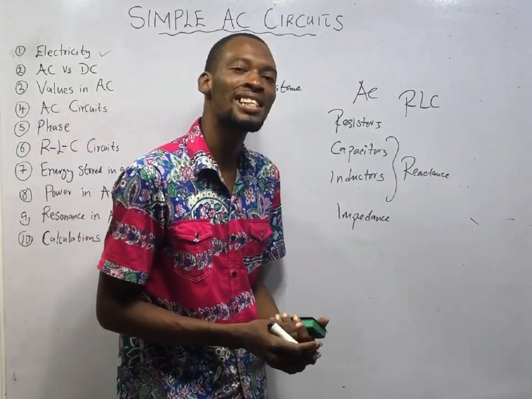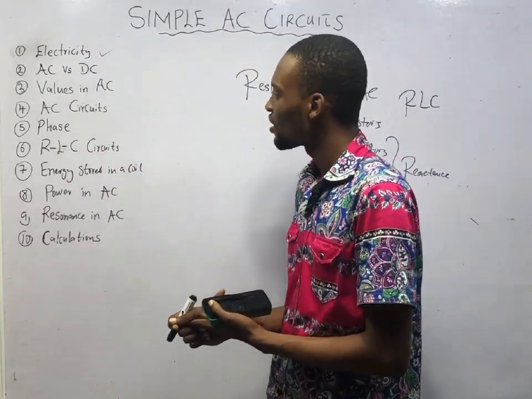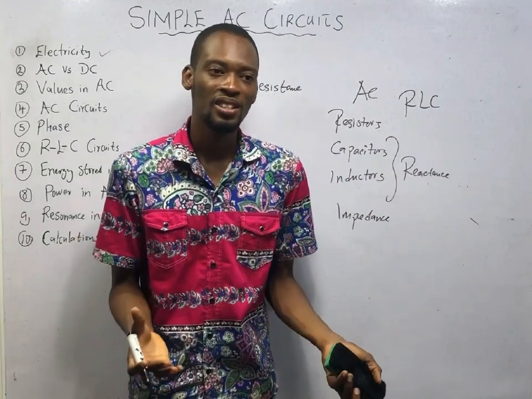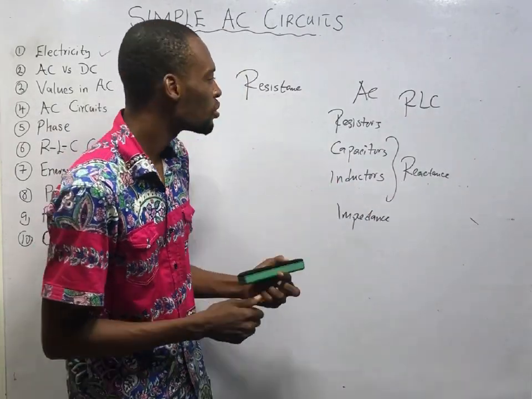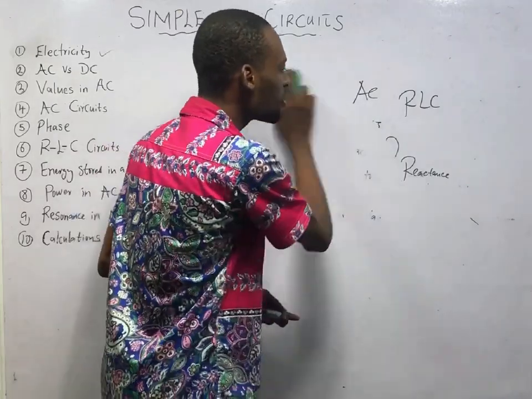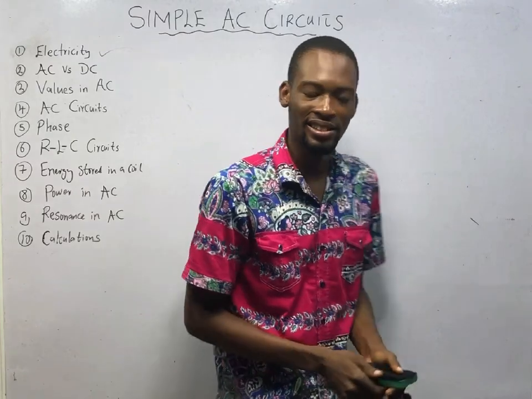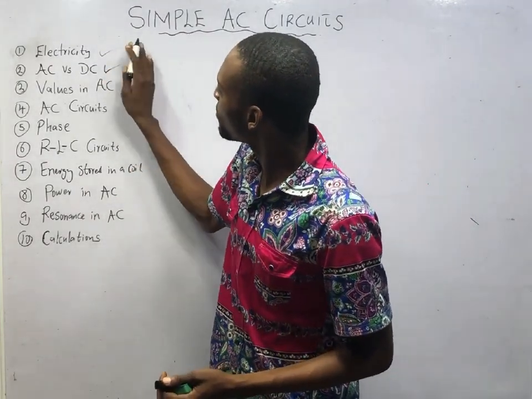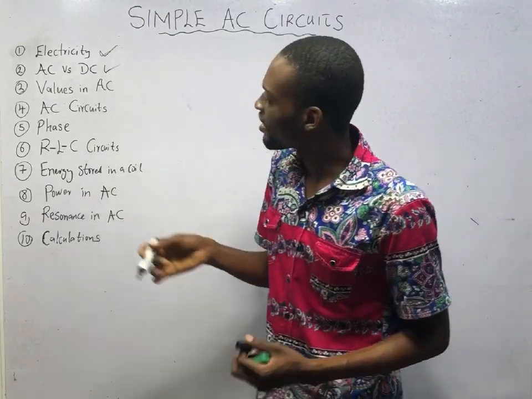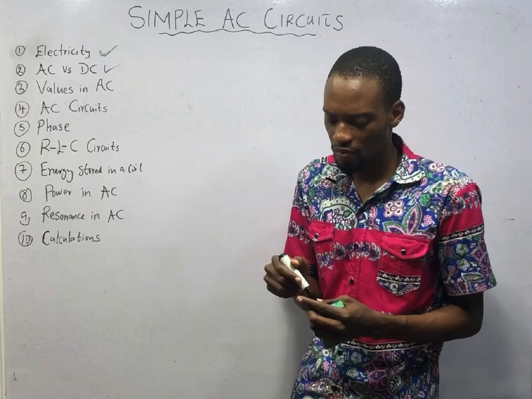DC can be used in electrochemical processes like electroplating and charging of batteries, but AC is not used in electrochemical processes. It is used to run motors and for high voltage appliances. Ladies and gentlemen, I've been able to explain electricity, I've been able to explain AC and DC. Now, let's jump to AC circuits.